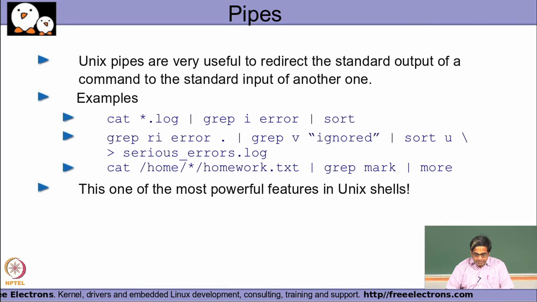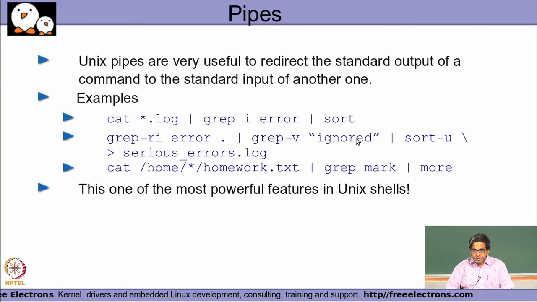So, look at the next example. We are saying grep -ri error in dot. In the current directory, as we know, dot stands for the current directory, recursively and in a case insensitive manner search for the pattern error, and all those lines in which you find the pattern error, pipe it to grep -v ignored.